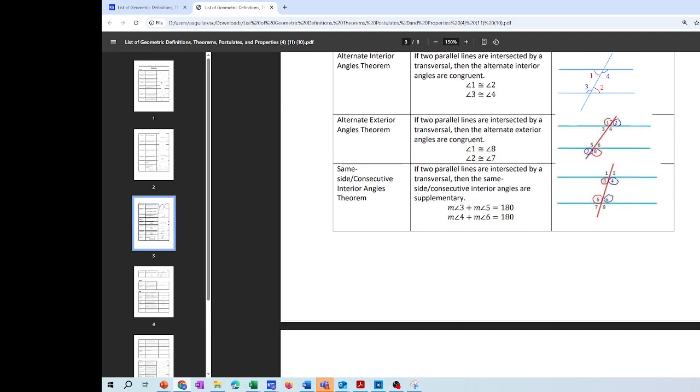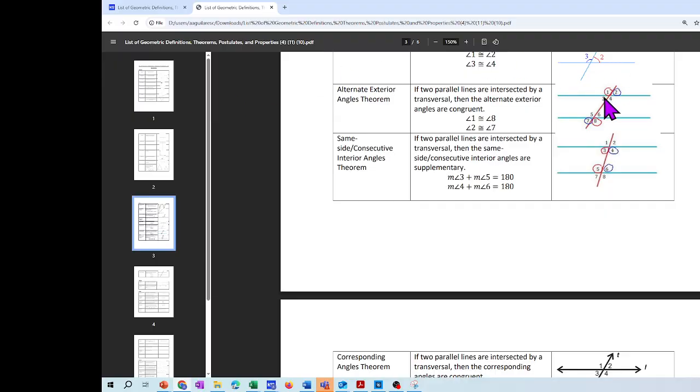The alternate exterior, remember angle 1 and 8. Here you have angle 2 and 8.